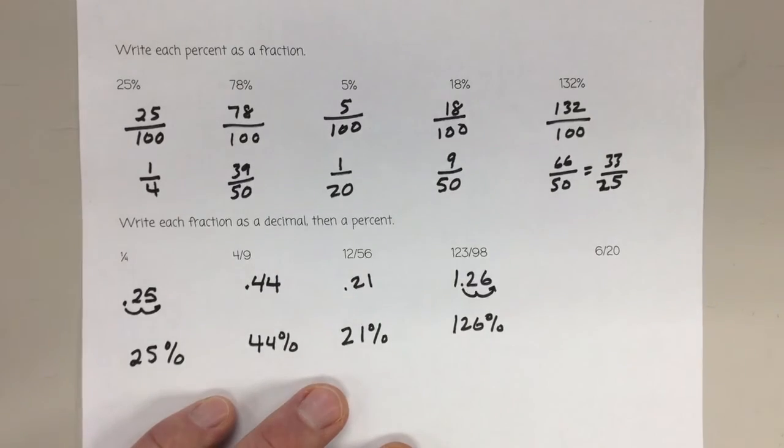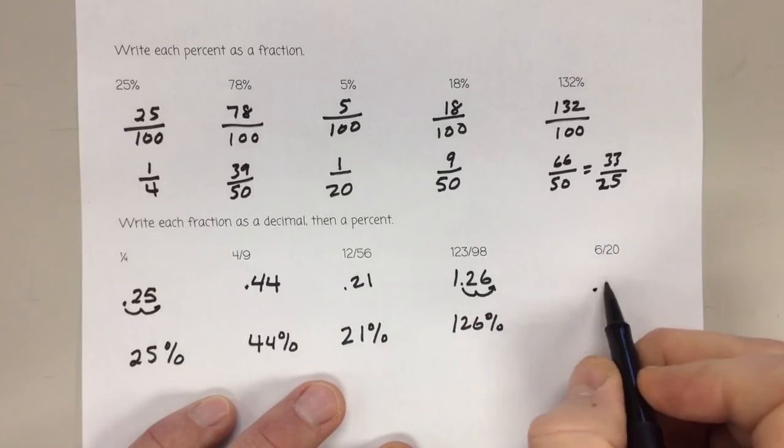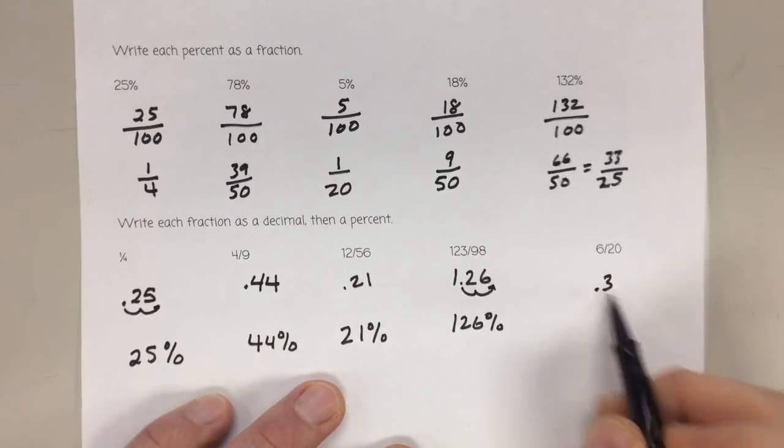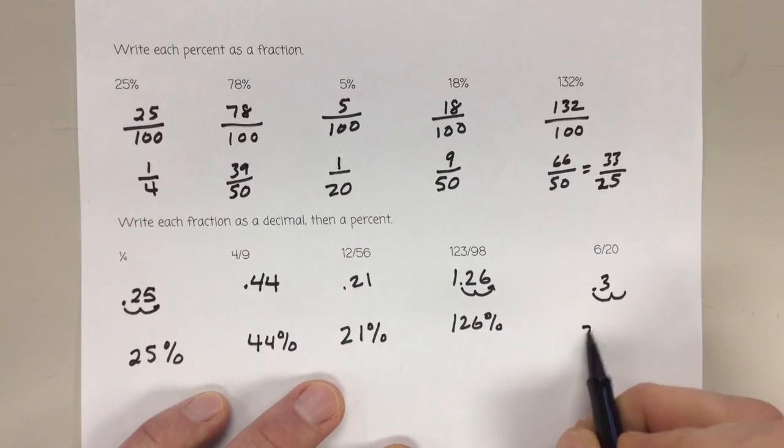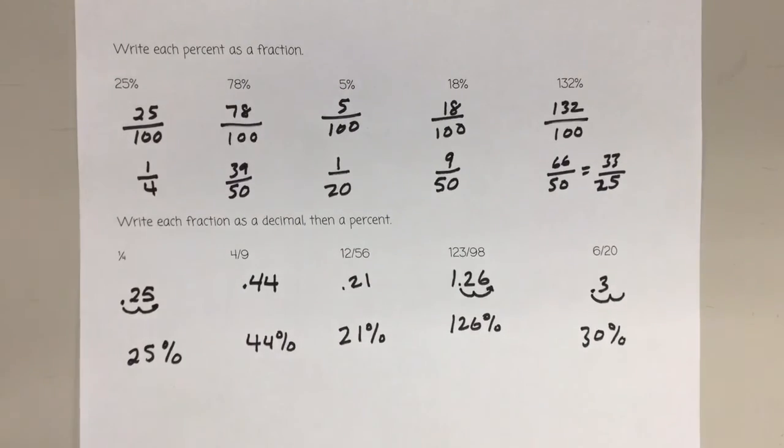And then 6 divided by 20 is 0.3. And I move the decimal 2 places to the right. And if there isn't a number there, you just fill in a 0. So it's 30%.